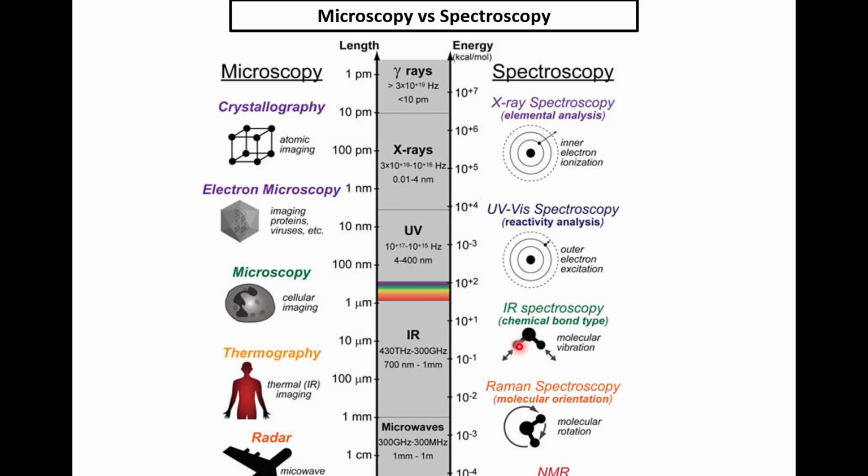Then comes Raman spectroscopy. Raman spectroscopy is about molecular rotation. So how these molecules are rotating in space is given by Raman spectroscopy. We will discuss Raman spectroscopy in more detail as we go through today's slides. Okay. So in Raman spectroscopy, you can get an idea about the different molecular orientations in your compound.